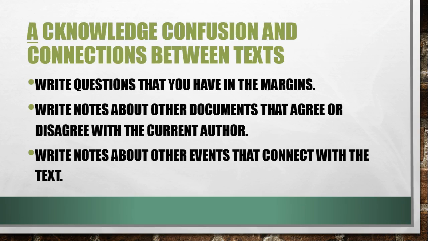The second step is acknowledging confusion and connections between text. This means that you're going to write questions that you might have in the margins about a certain topic or something that you might want to know more about. You're going to write notes about other documents that agree or disagree with the current author. Maybe you read document A and it said something in document A that is continued in document B. You would want to make that connection in document B.